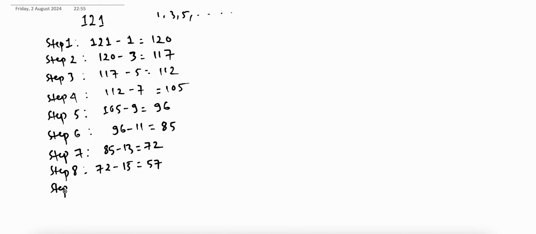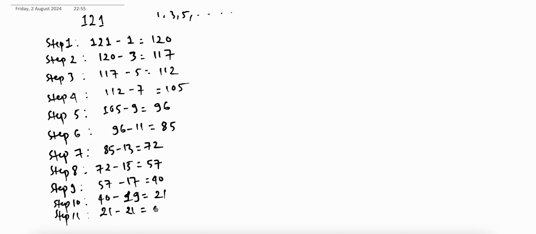Step number 9 equals to 57 minus 17 equals 40. Step number 10, 40 minus 19 equal to 21. Step number 11 equal to 21 minus 21 equal to 0.